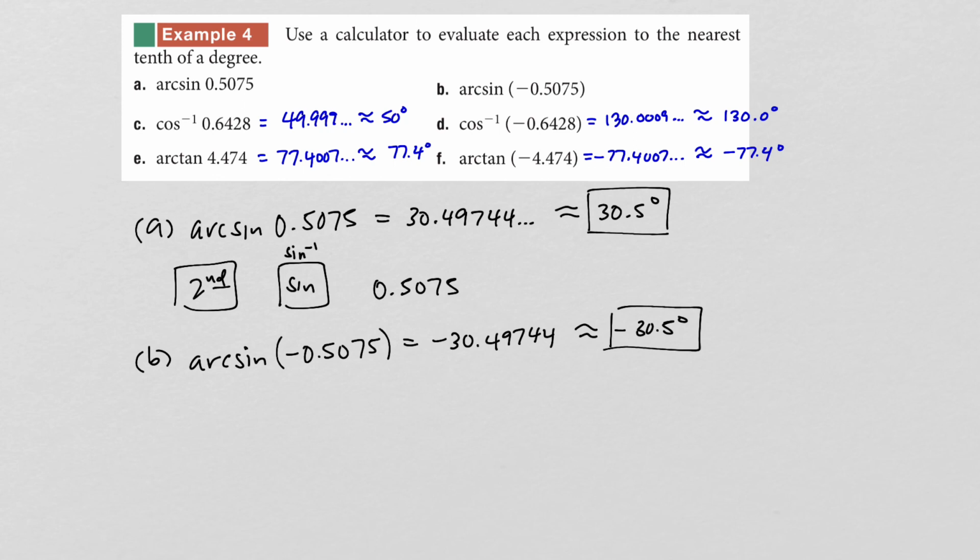So inverse cosine of 0.6428 is approximately 50 degrees, or 50.0 degrees to the nearest tenth. Inverse cosine of negative 0.6428 should be 130.0 degrees when rounded. Arctangent of 4.474 is approximately 77.4 degrees. Arctangent of negative 4.474 is approximately negative 77.4 degrees. Double check those on your own to make sure that you know how to use your calculator properly.